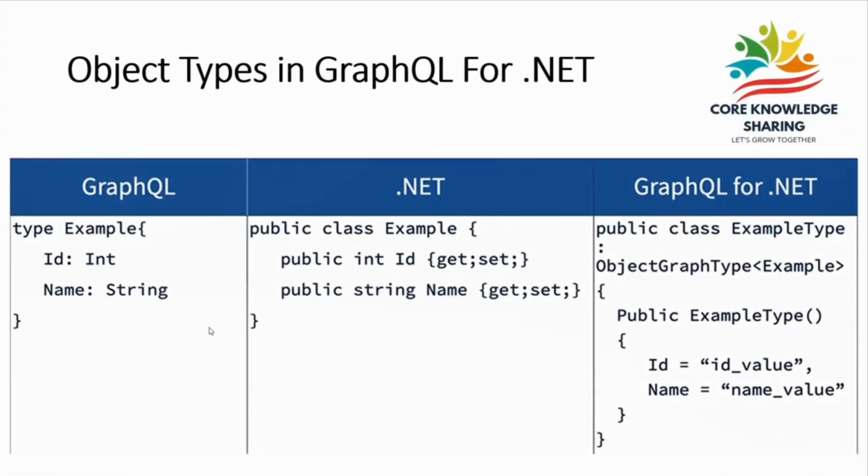Now, if we compare this with our .NET, in GraphQL you have an object like this, and in .NET we define this object using this format, like the int and the ID, which is the standard one. And if we see this object in the GraphQL.NET library, you have to create one class of example type, which inherits from the object graph type, and here you have to pass an example class type, the type of class that belongs to .NET, and then in the constructor of that particular class you have to initiate the values.